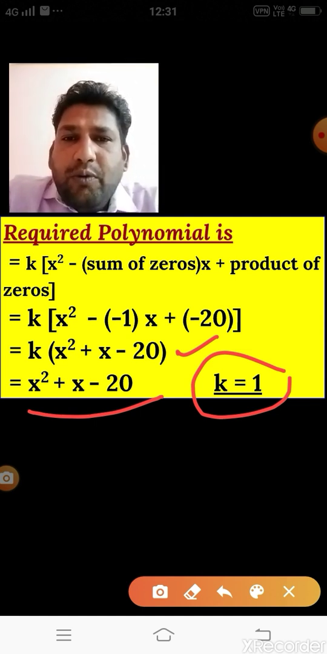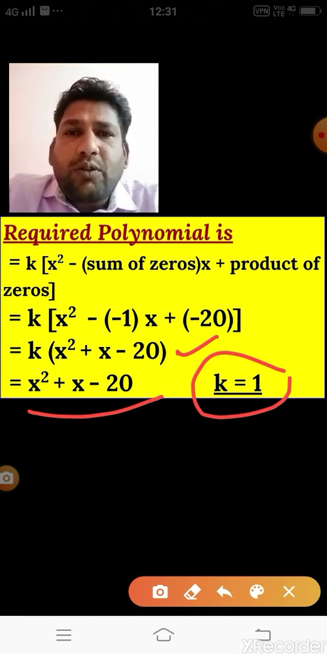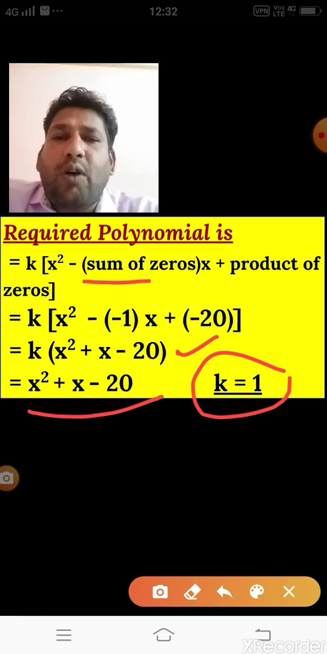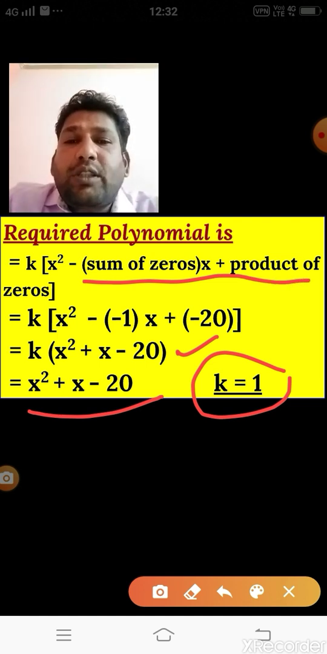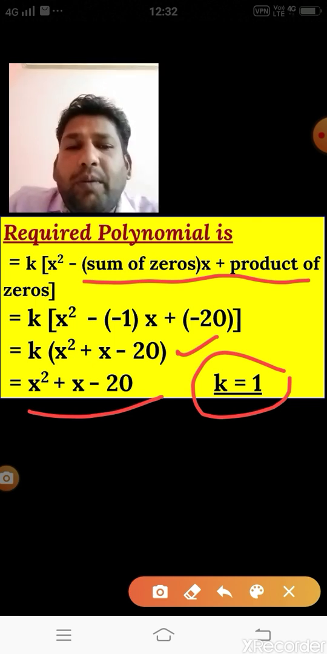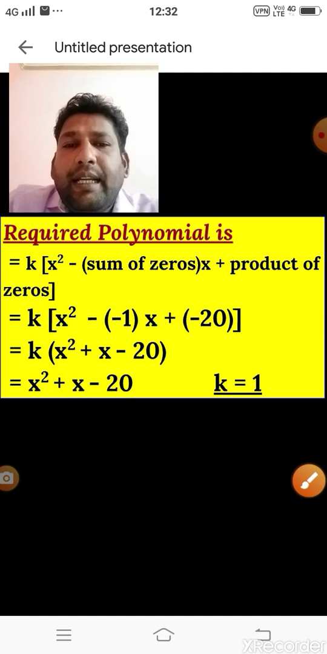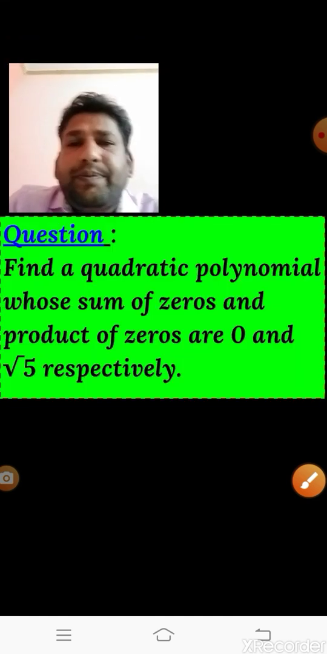We have to find the values of sum of zeros and product of zeros, and then we have to substitute in this form. This form we have to learn, and on substituting, at last we put the value of k in this for getting the exact quadratic polynomial. Let us take one more question.